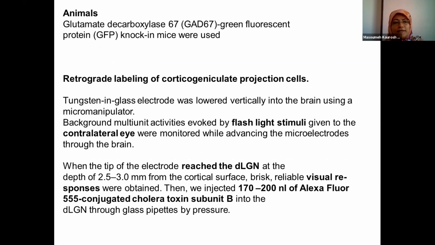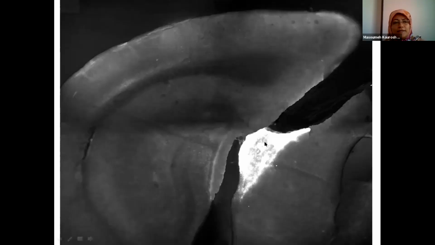In this study, we got a great labeling in the CG cells. For this aim, we used Alexa Fluor and injected it into the LGN of the thalamus, and it returned in layer 6, you see. Here is the visual cortex, layers 1, 2, 3, 4, 5, and finally 6.